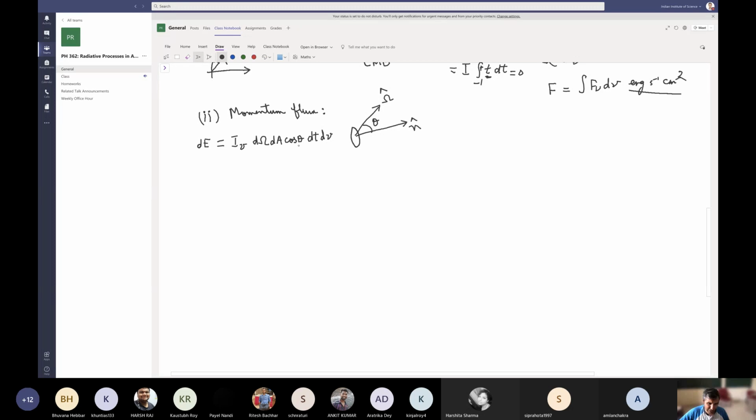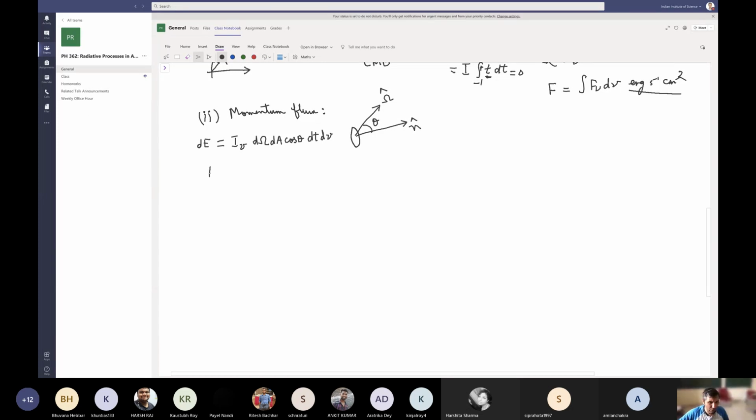This cos theta factor is important because if this area was aligned perpendicular to the direction of the photons, there would be no energy crossing it, right? So this cos theta is important, and a lot of times students make mistakes in this. Okay, so this is the energy crossing along this direction.